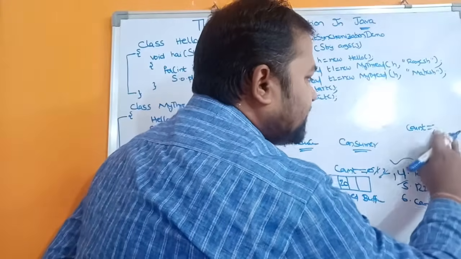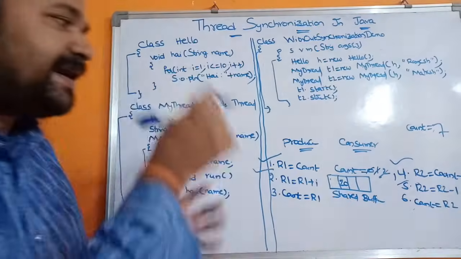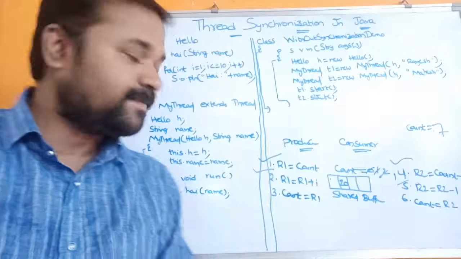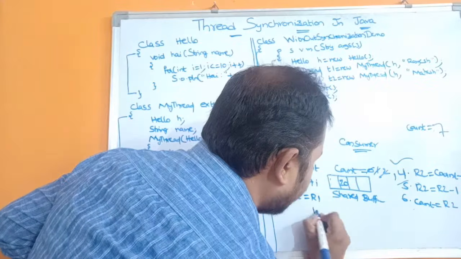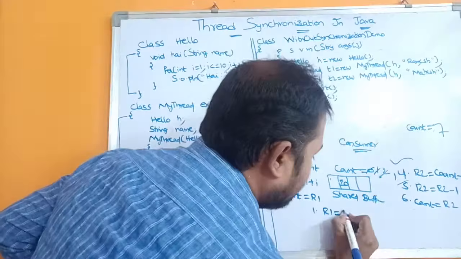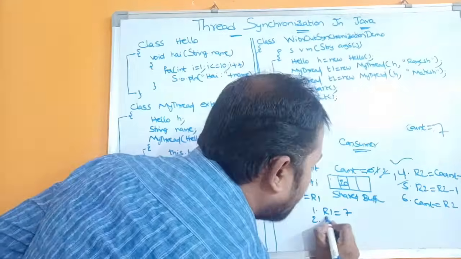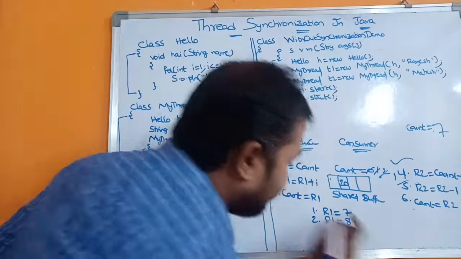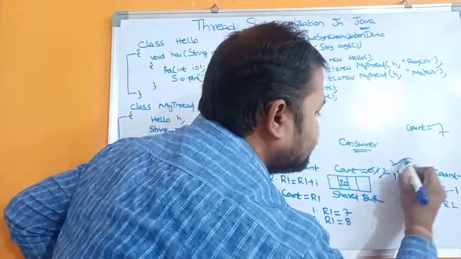So what is the initial value of the count? 7. After the producer and consumer threads perform the operations, the count value has to become 7. Okay, let's see. What is the first statement? R1 is equal to count. So what is the count value? 7. So R1 is equal to 7. Second statement, R1 is equal to R1 plus 1. What is the R1 value? 7. So 7 plus 1 means what? 8.